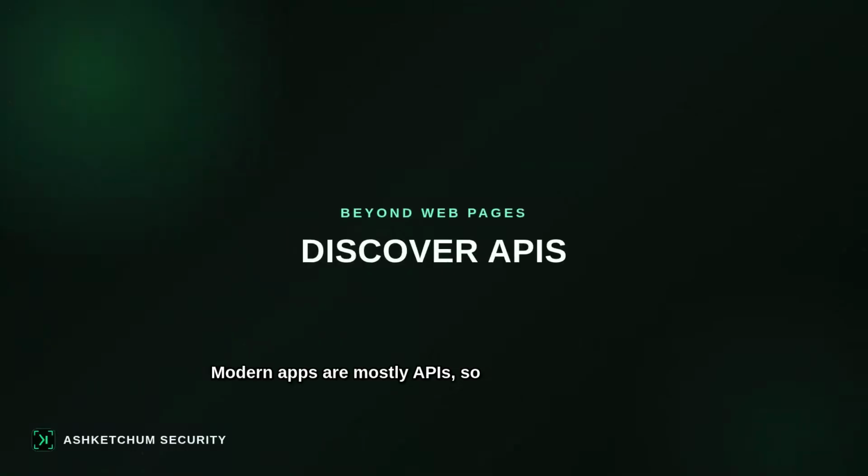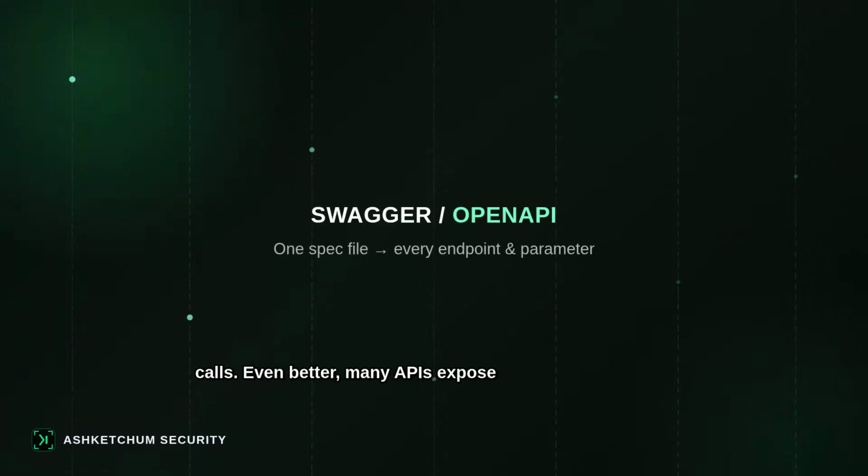Modern apps are mostly APIs, so content discovery has to go beyond web pages. Behind the scenes, the site talks to endpoints like /api/v1/users. You find these by fuzzing API-specific word lists and by reading the JavaScript, which literally lists the endpoints it calls. Even better, many APIs expose a documentation file, a Swagger or OpenAPI spec that hands you every endpoint and parameter at once. Find that file and you found the entire API documented for you.